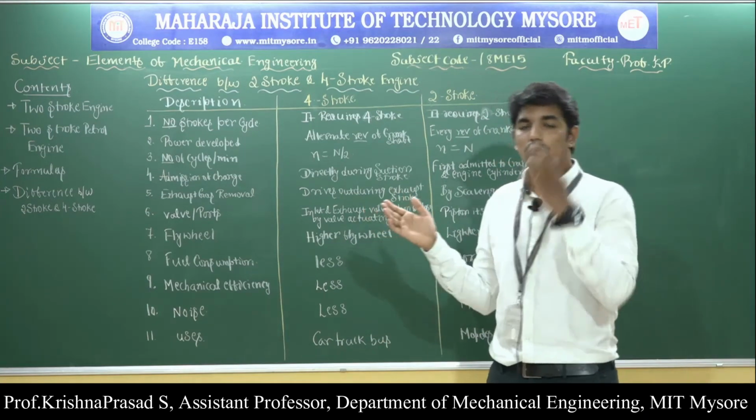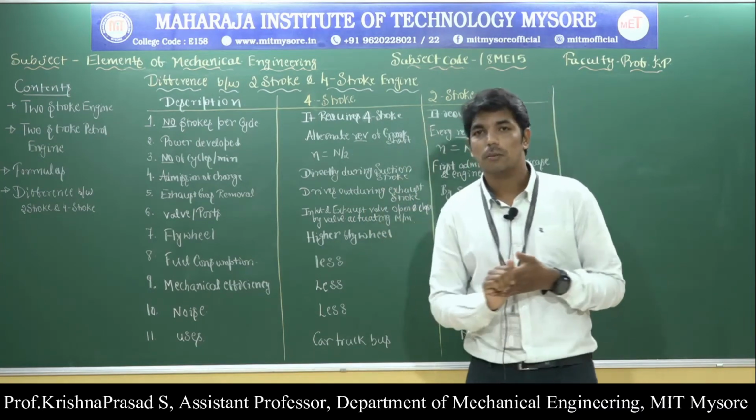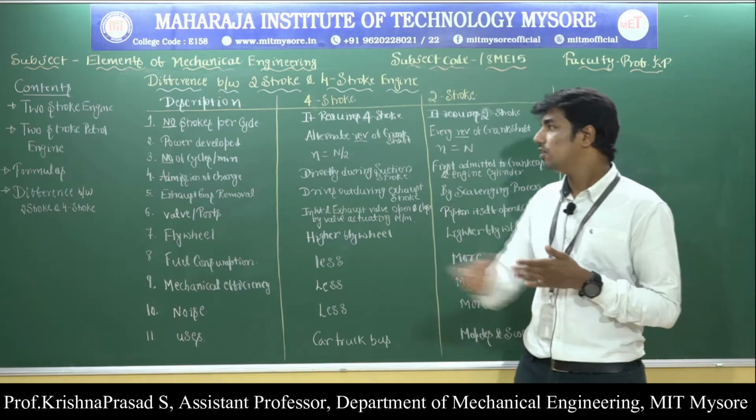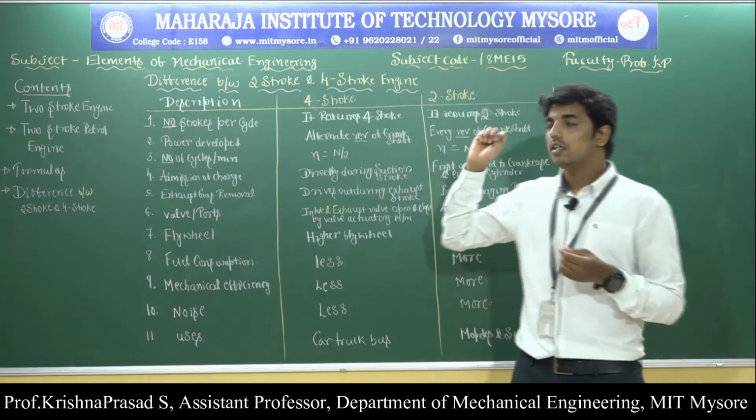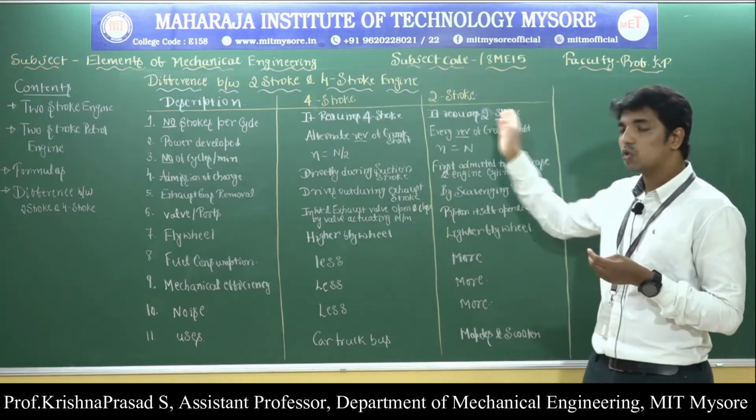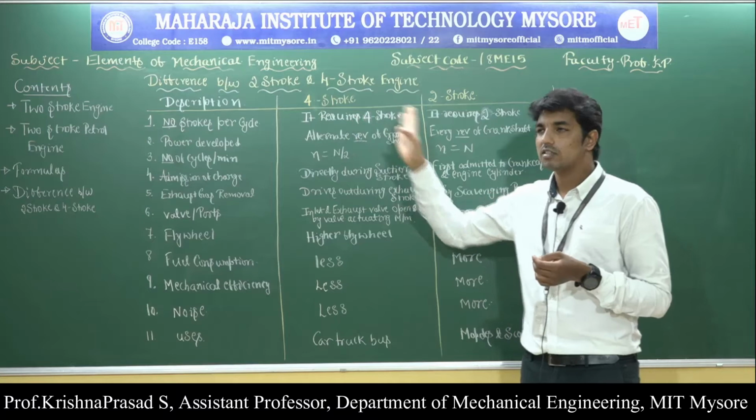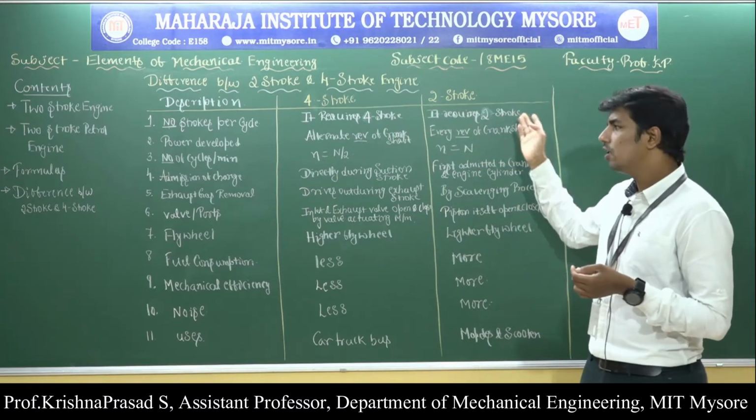Okay, these are some of the important differences between the four-stroke engine and two-stroke engine. I repeat, what are the important differences? First one, number of strokes per cycle. Here 4 strokes are required to complete one working cycle. Here only 2 strokes are required to complete one working cycle. That is suction, compression, power and exhaust. Here upward and downward.